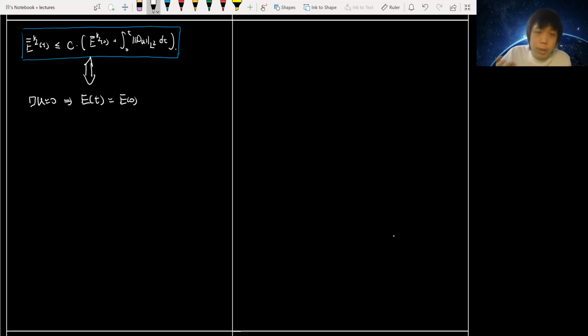If this is the standard wave operator, and we have box U equals 0, then by the conservation of energy, E(T) will be the same as E(0). And the difference is, first, we are dealing with a more general wave operator P, and we don't assume Pu is 0. Pu is the source term, and we want to use it in the estimate. But the proof is actually pretty similar.